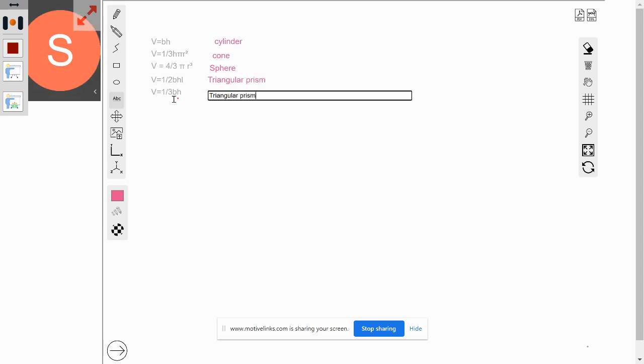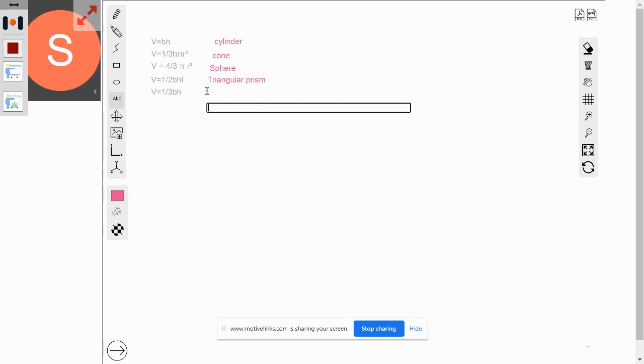Okay. And now, last but not least, you guys guessed it, pyramid. Well, you could classify it as triangular pyramid.